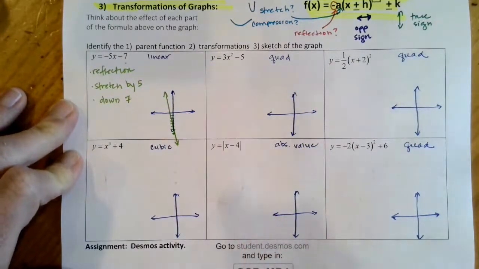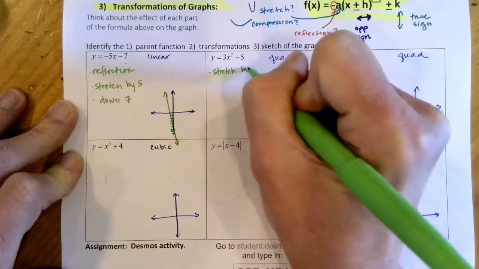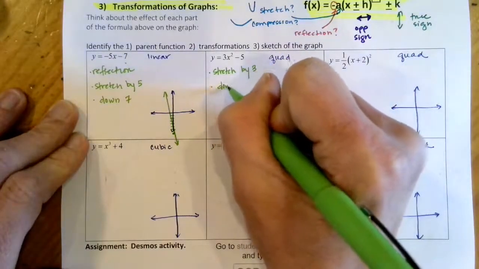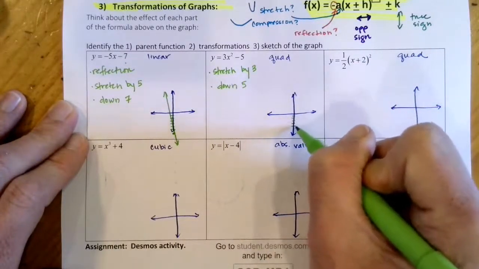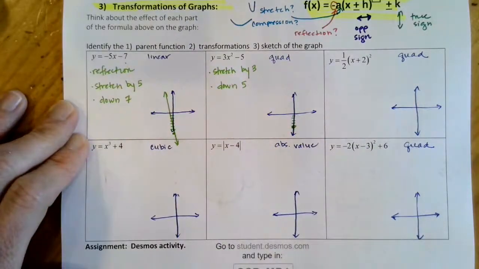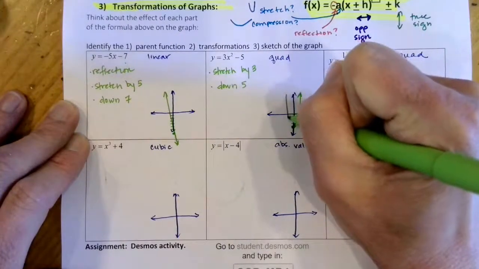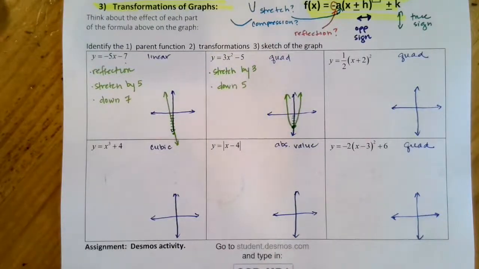All right, let's talk about this one. I know it's quadratic. I know I have a stretch by 3. It's not going left or right. This graph is going down 5. So if I were to count 1, 2, 3, 4, 5, this graph is going to sit right there. It's not moving left to right. It is positive, but it's going to be a pretty skinny positive graph because of that stretch by 3. All right, so you take a look at these next 4 and see if you can predict how these graphs will look.